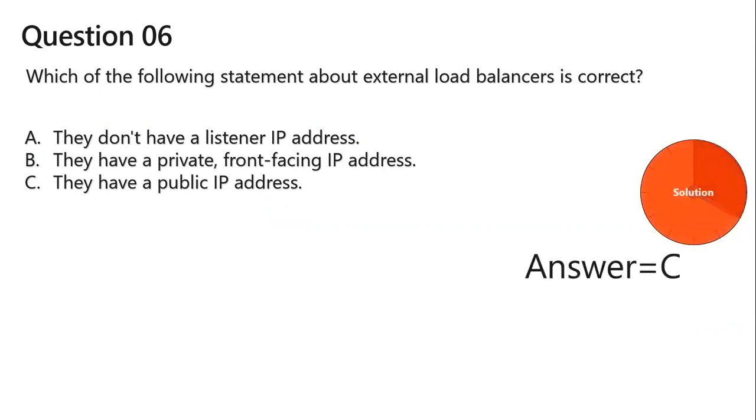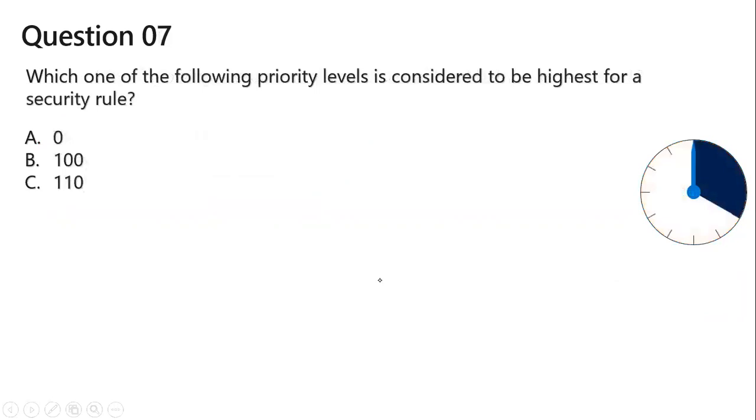So the correct answer for this question is going to be C, because the external load balancer, or we can say the public load balancer, has the public IP address. That's okay. Now moving ahead to question number 7.